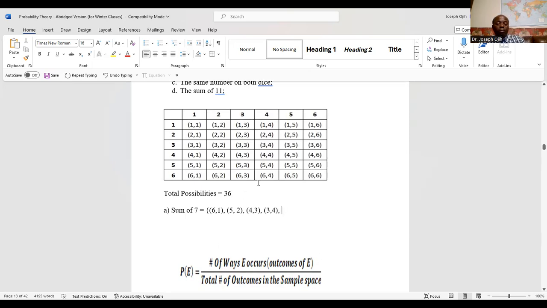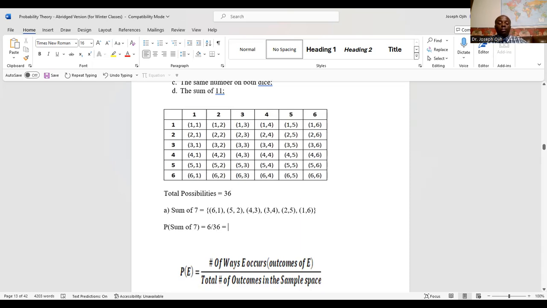Next one will be 2, 5. Okay, comma, 1, 6. Okay. And this is the outcome that will give us a sum of 7. How many of them? 1, 2, 3, 4, 5. So the probability of getting a sum of 7 will be 6 outcomes out of 36 possible outcomes.